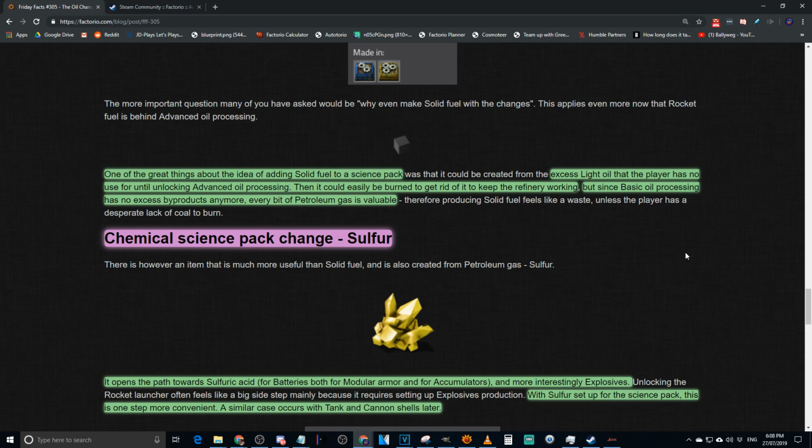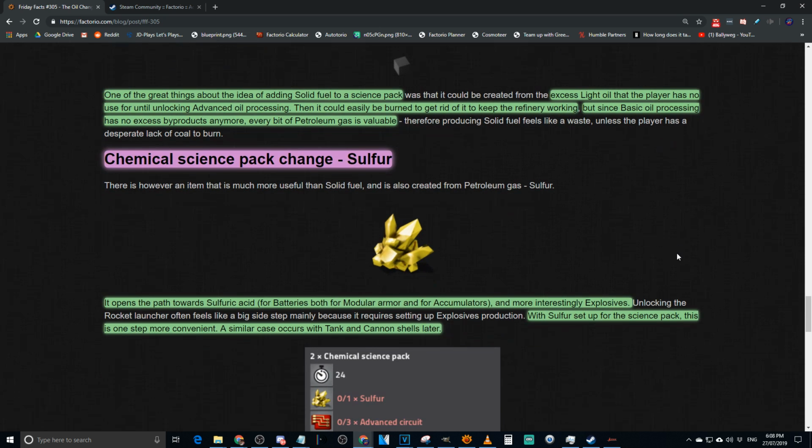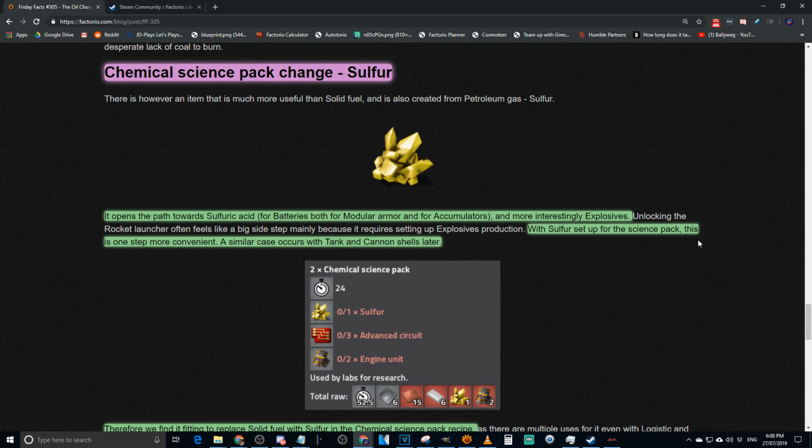So, since the new change to basic oil processing means there are no excess byproducts anymore, every bit of petroleum gas is valuable, so they're going to throw in another change. They're going to change the chemical science pack to need sulfur instead. Now it's pure petroleum gas, and it's actually now full circle, three quarters of the way. Well, maybe 270 degrees. They're almost back to batteries again. Yeah, pretty much. Although, hang on, how much sulfur is it with iron to make a bit of sulfuric acid? And how much acid do you need for a battery? 50. It makes 50 acid. I don't recall what it is to make a battery.